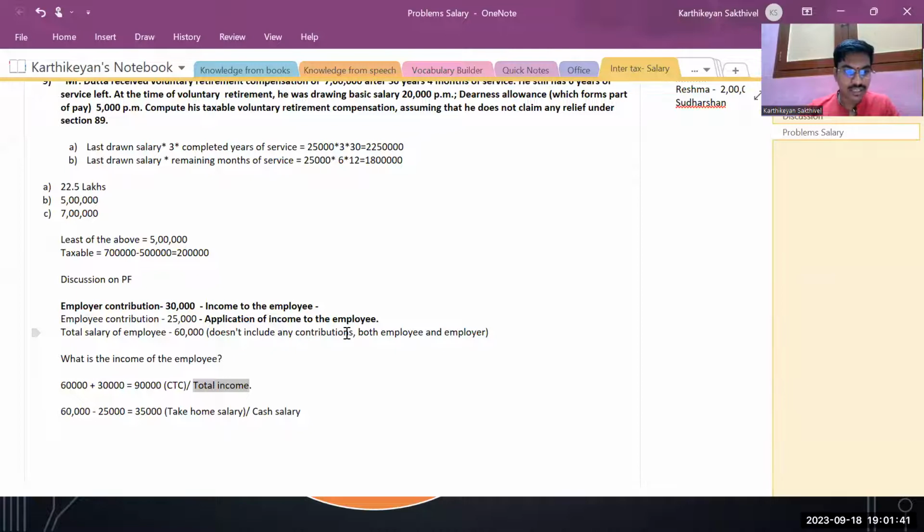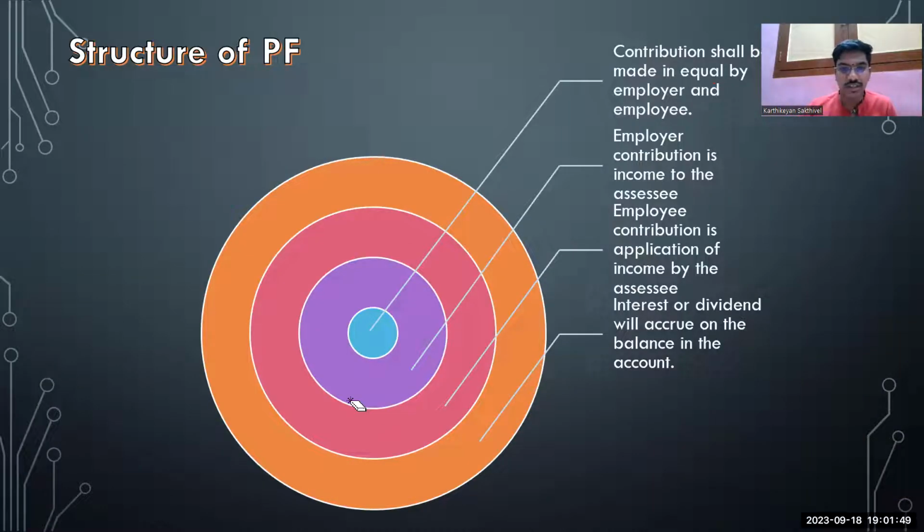But this 30,000 individually, it is income to the employee. The 60,000 individually, it is an income to the employee. For the time being, let us keep it like that. Okay, for the time being. By the end of the class, we'll get an answer to your question.